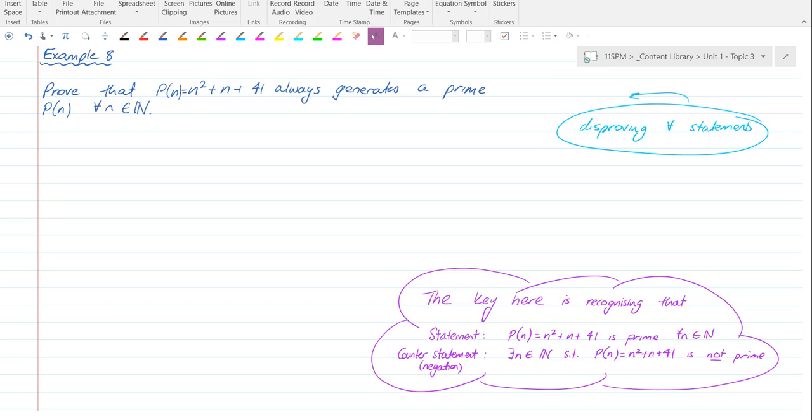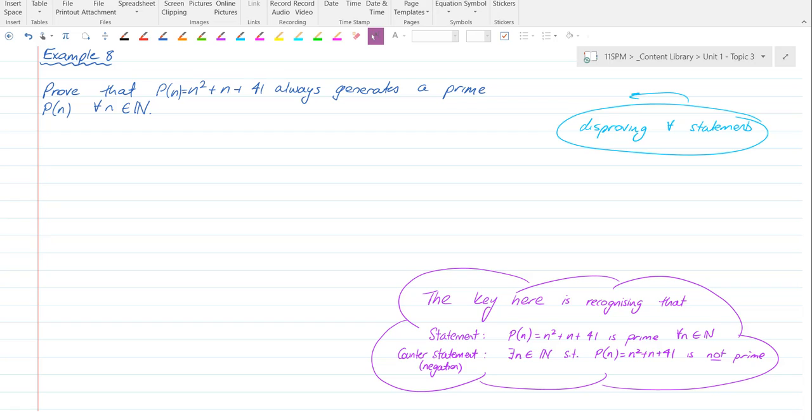10 squared plus 10 plus 41 is 151, which is prime. 0 squared plus 0 plus 41 is 41, which is prime. 8 squared plus 8 is 72 plus 41 is 113, which is prime. It's 1,763, prime. I'm bored. Can somebody have a look at this function and think, when will I have a common factor here? For what value of n will I definitely get a common factor? Between 1 and 10. 41.